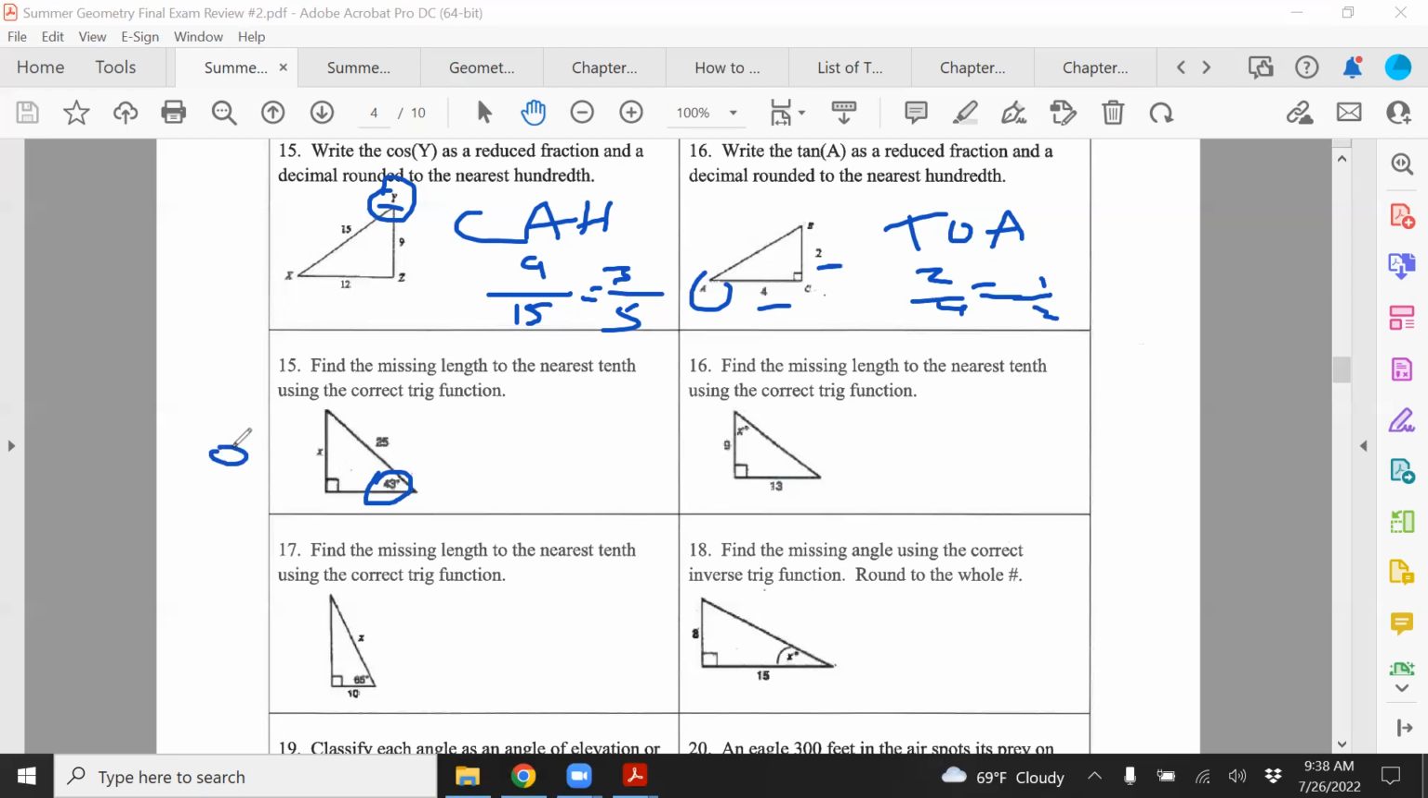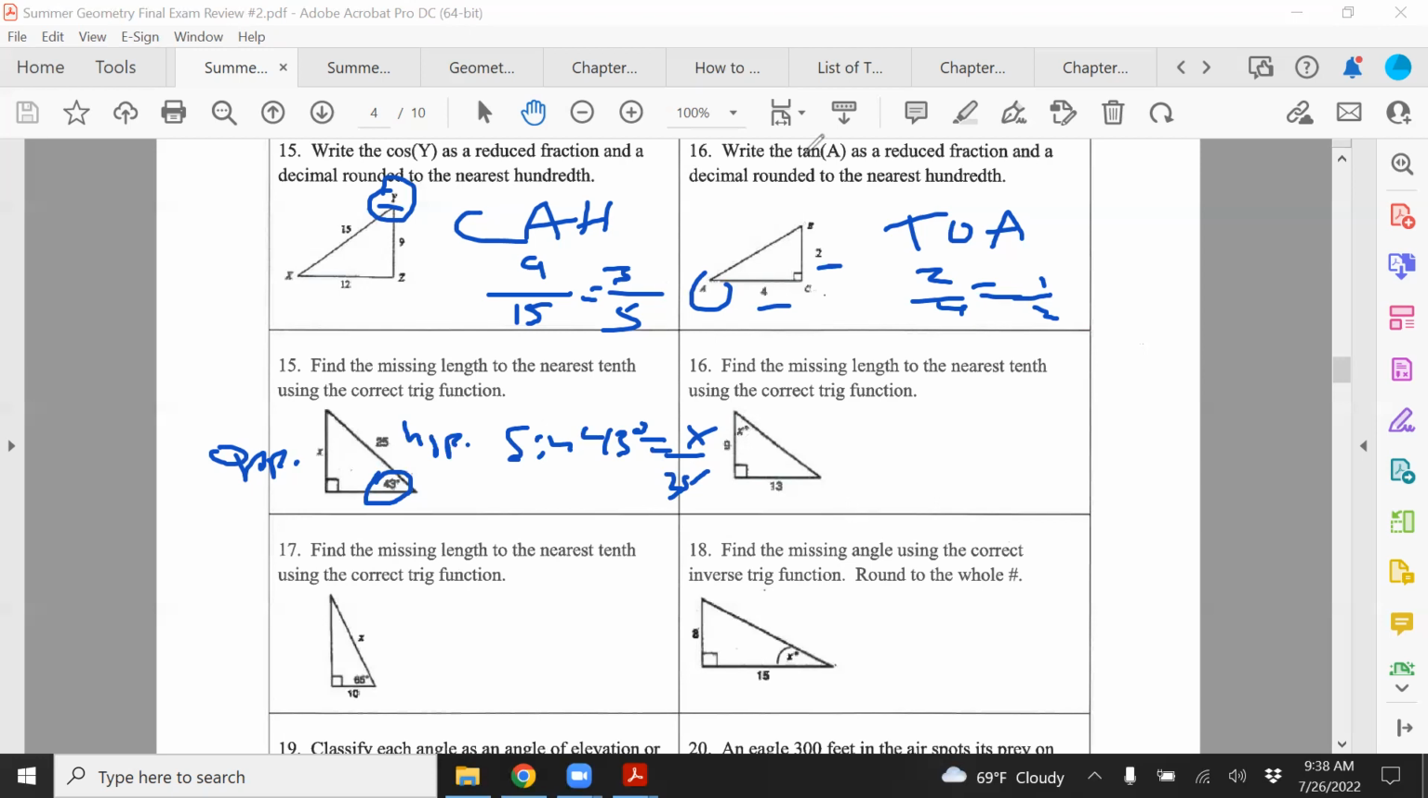But X is clearly opposite. 25 is clearly hypotenuse. So which one uses O and H? Not the TOA, not the K, the sub. The sub uses O and H, right? So you can say sine of 43 degrees equals X over 25. And I trust you guys can do the algebra just fine. I'm not worried about the algebra. But you multiply both sides by 25 and get the answer.